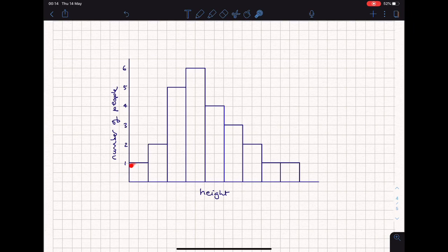So you only have one person here with this height range, and two people here with this height range, and five with this height range, and so on. So you can see on this graph that the area here represents the total number of people. So, 1 plus 2 plus 5 and so on will give you the total number of people.